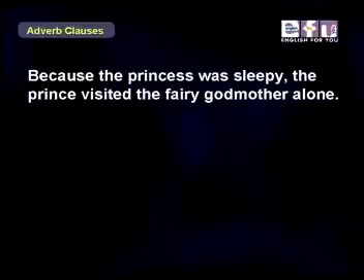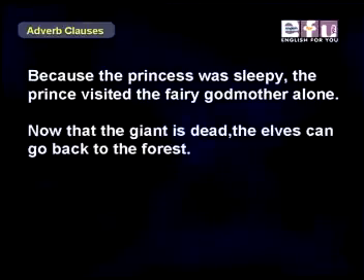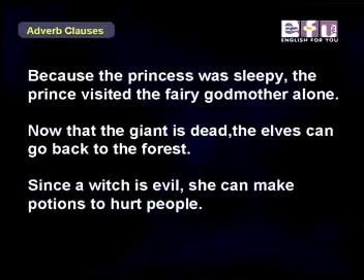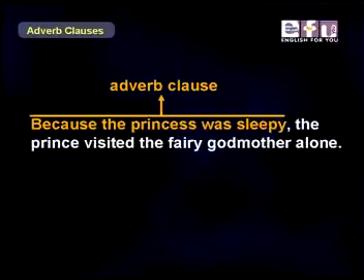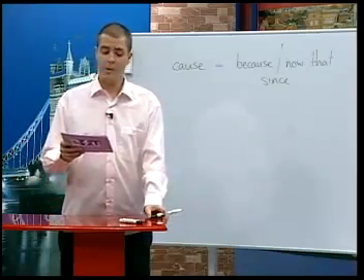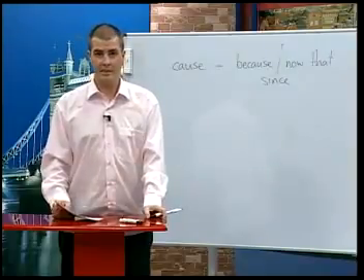Because the princess was sleepy, the prince visited the fairy godmother alone. Now that the giant is dead, the elves can go back to the forest. Since a witch is evil, she can make potions to hurt people. Now, in the first sentence, because the princess was sleepy is the adverb clause. The adverb clause says why the prince went alone. Why did he go alone? He went alone because the princess was sleepy.